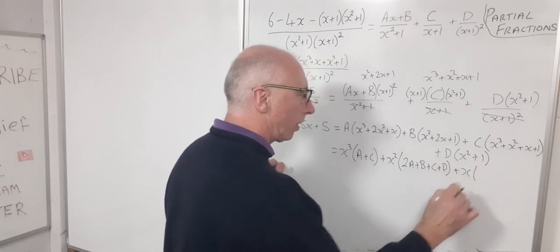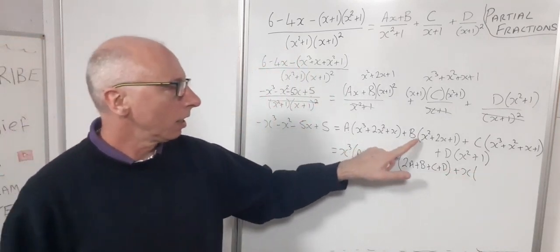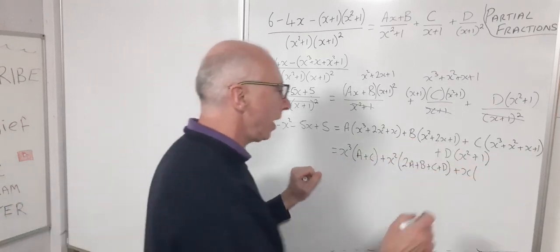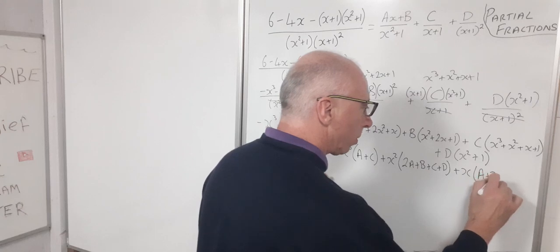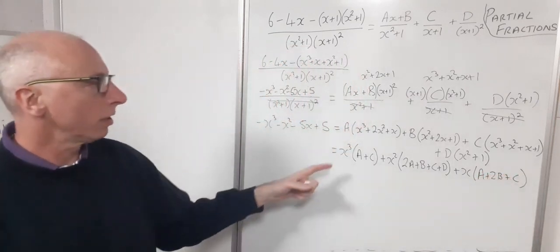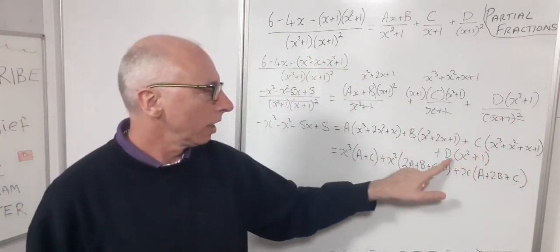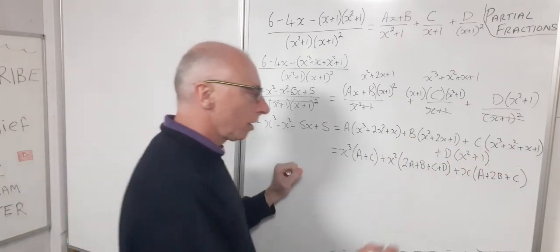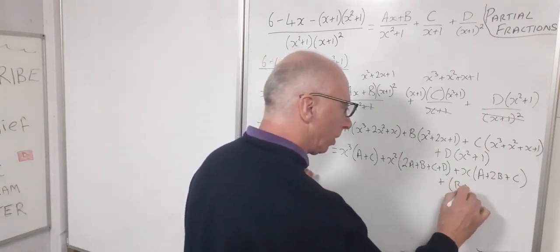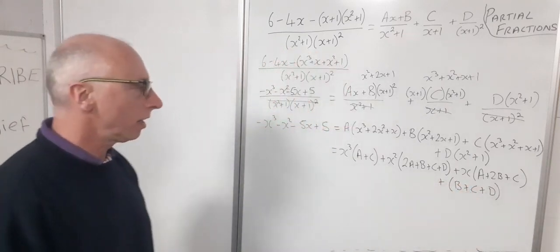Okay, now let's have a look at what I've got for x. So for x I've got 1a, I've got 2b, a c. That's all I've got there. So a plus 2b plus c. And now for my constant, I've got a b, I've got a c, and I've got a d. So plus, and I'll just write here b plus c plus d. So keep that all enclosed in a bracket, nice and easy to see.